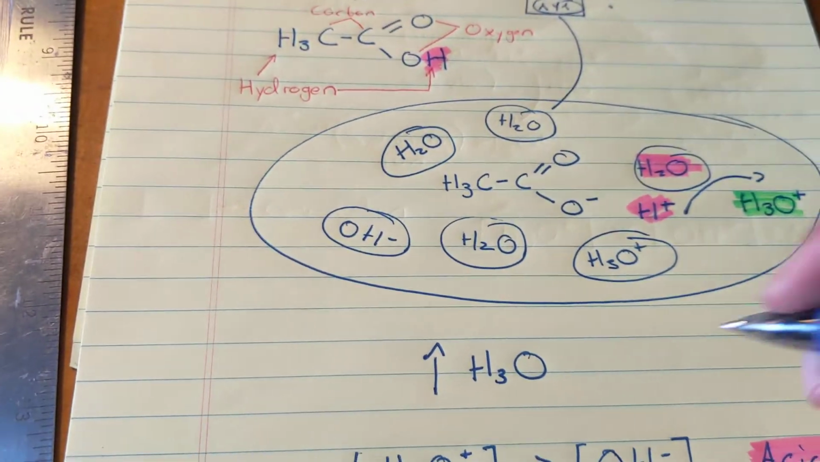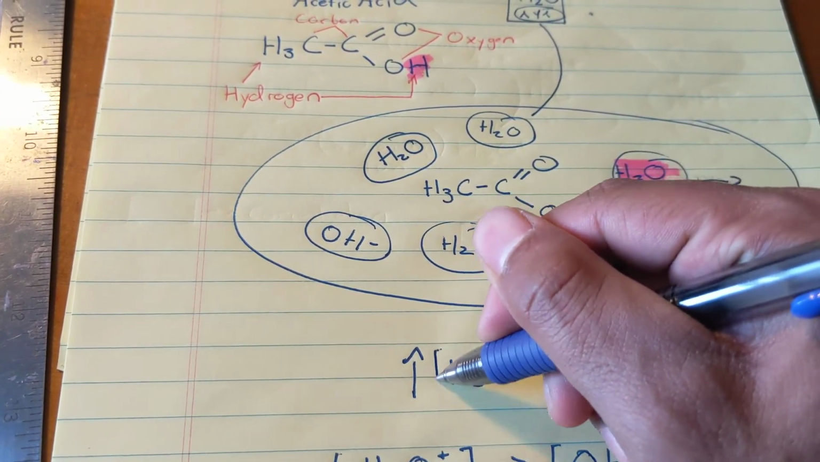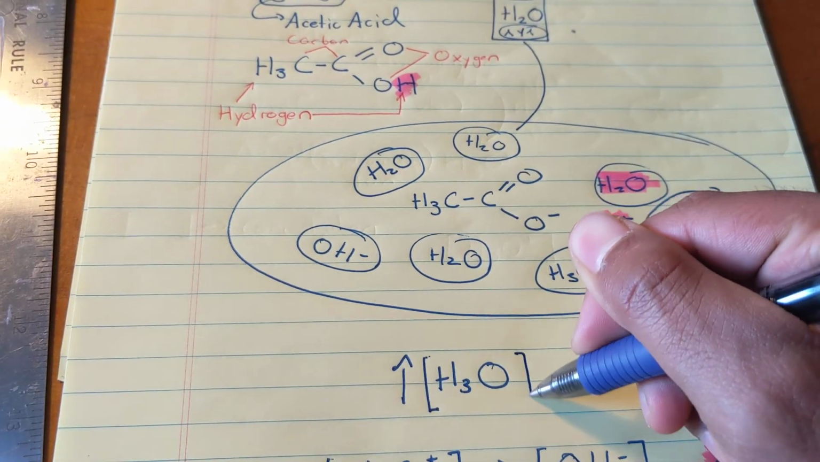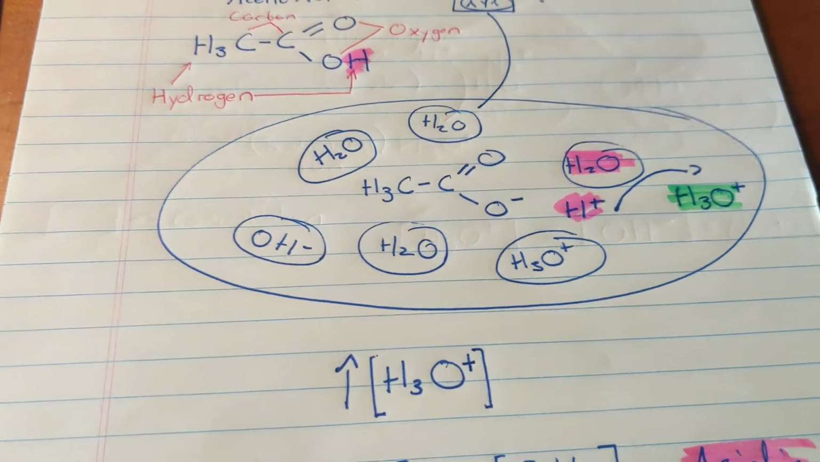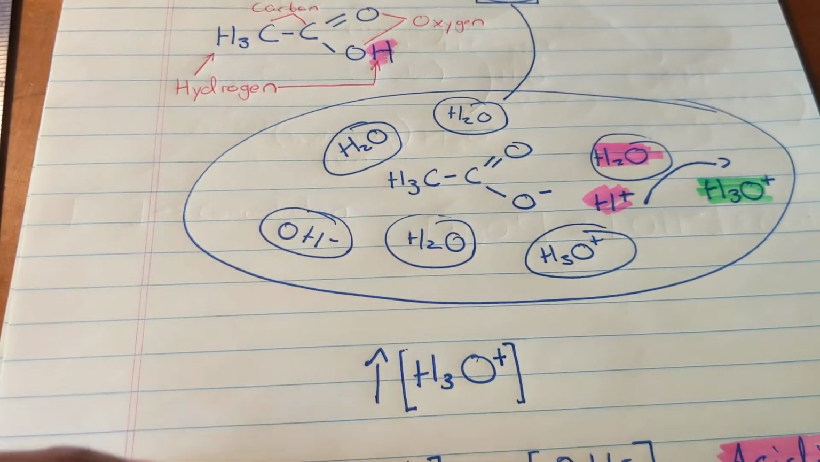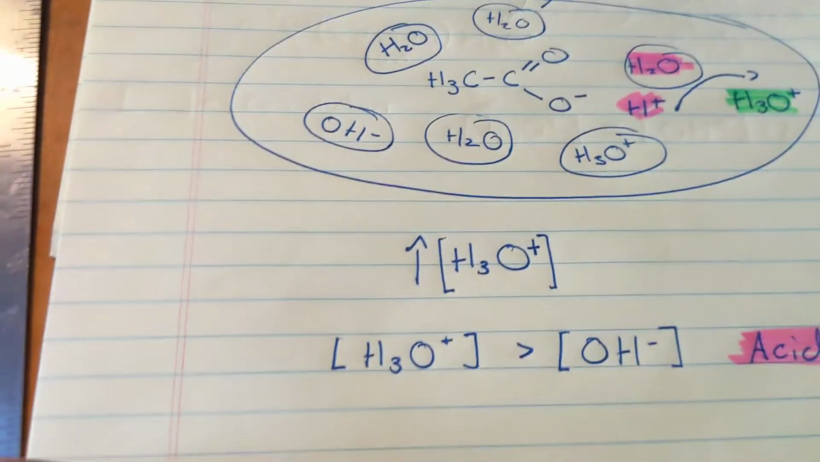Since we're talking about concentration here, I want to add our brackets. And also, this is a hydronium ion, so it's got a positive charge. So the concentration of hydronium ions is going up. So what does that mean?